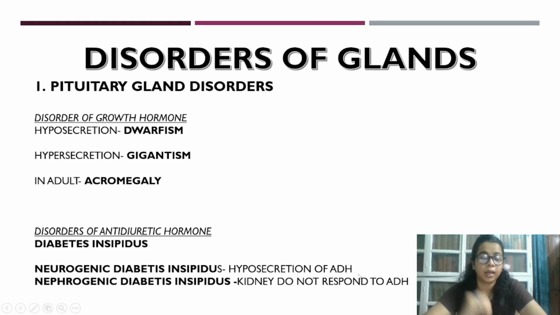So if there is low secretion of pituitary gland, then what will happen? Dwarfism will take place, that is retarded height. The growth of the person will not take place. That is, the height of the person will be short. That is known as dwarfism.